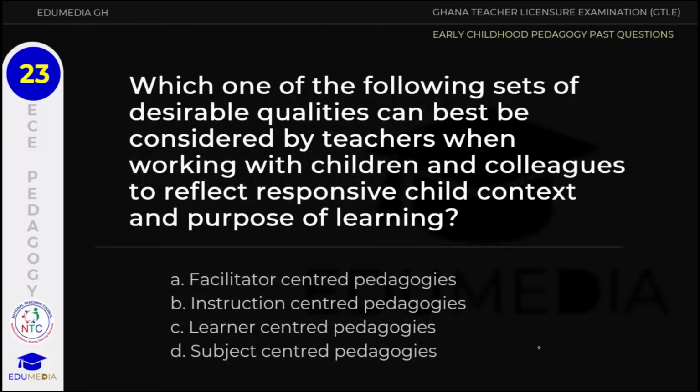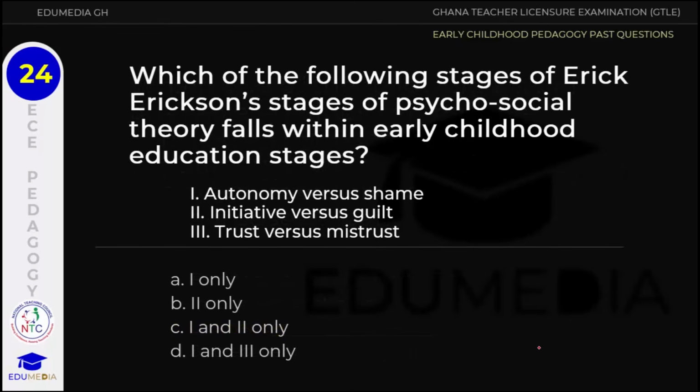Question 23. Which one of the following set of desirable qualities can best be considered by teachers when working with children and colleagues to reflect responsive child context and purpose of learning? A. Facilitator-centered pedagogies. B. Instruction-centered pedagogies. C. Learner-centered pedagogies. And D. Subject-centered pedagogies. The correct answer is C. Learner-centered pedagogies.